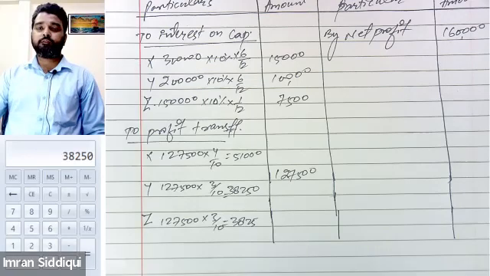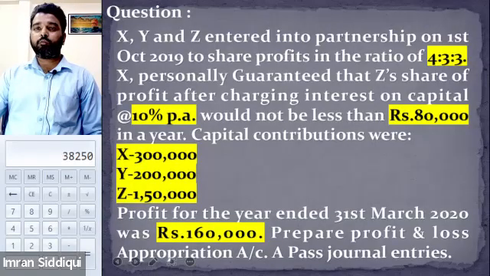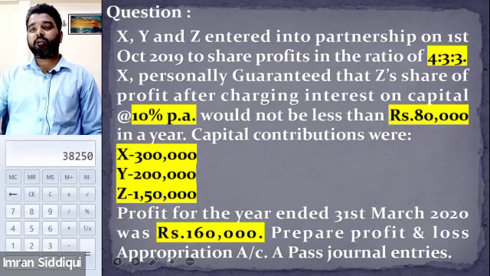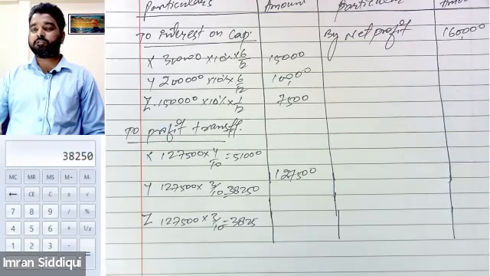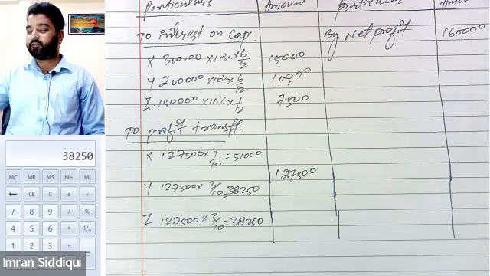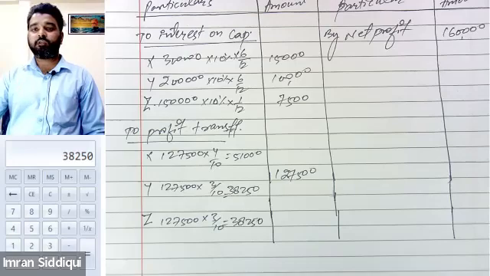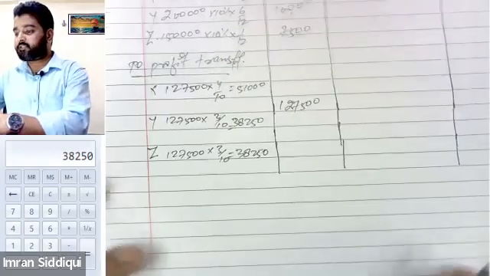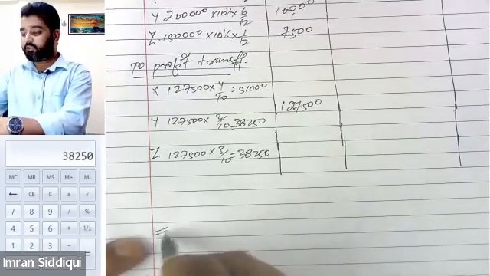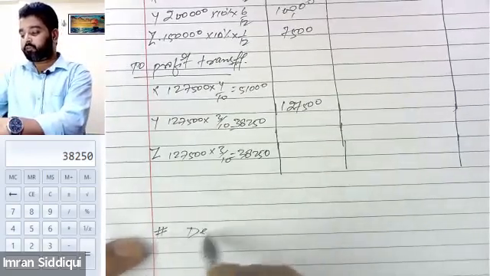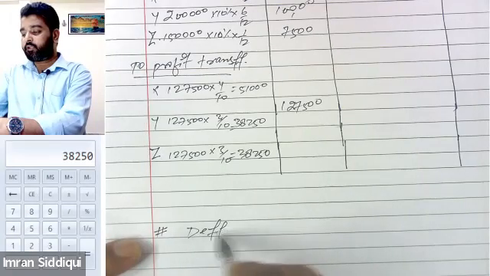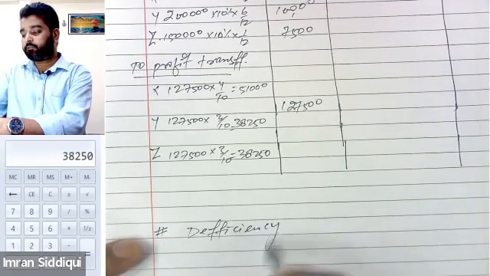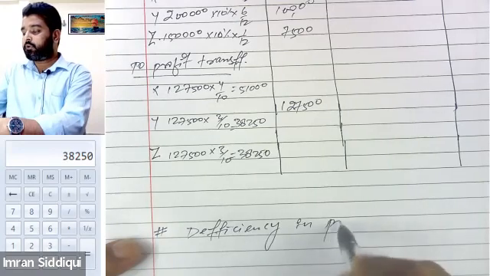Okay. Now the problem is, what is the minimum amount of profit that Z was assured of? He was given the guarantee of rupees 80,000 of profit, right? But see, how much is Mr. Z getting? Z is getting only 38,250. So there is a deficiency, right? So let's now calculate the deficiency in profit.